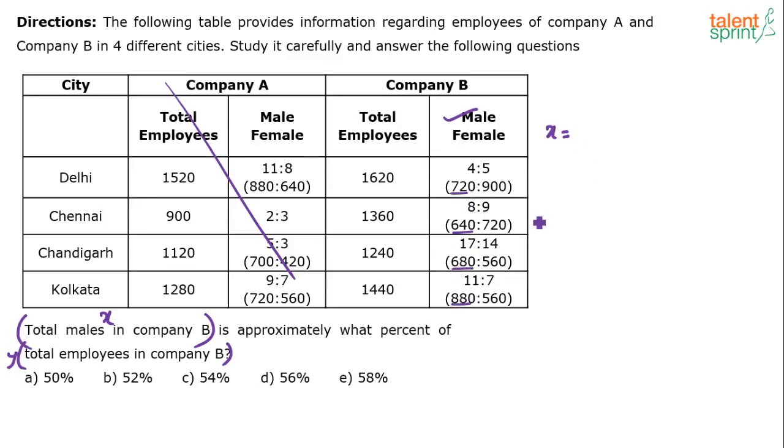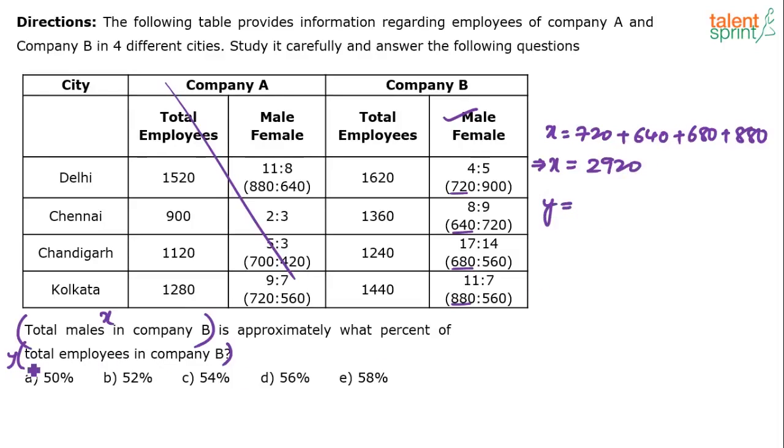So X will be, just writing it here so that you can follow. Do the calculation mentally directly. 720 plus 640 plus 680 plus 880. How much is this? 720 and 640 is 1360. 1360 plus 680 is 1960 and 80, 2040, 2840, and 2920. This is 2920. What is Y?